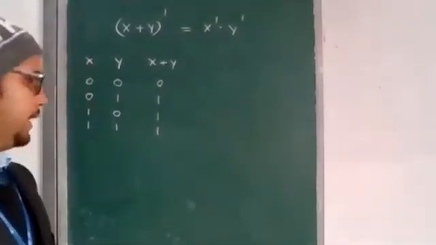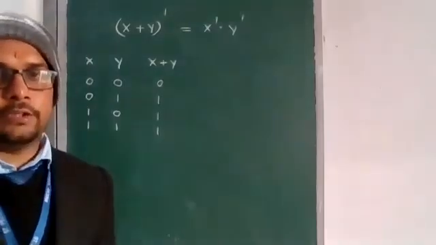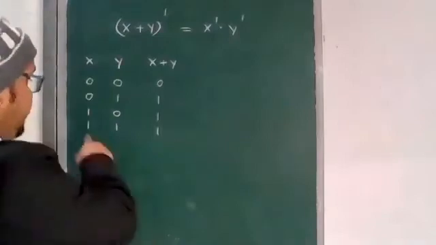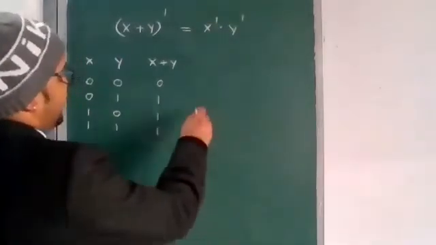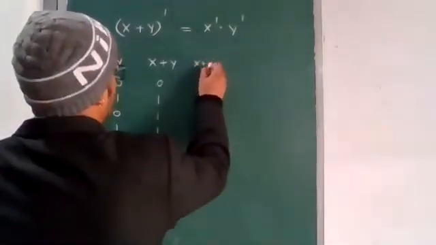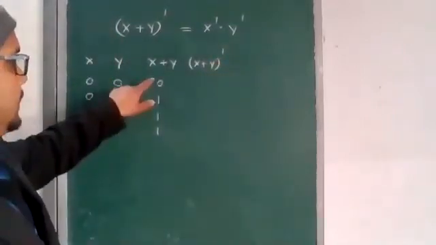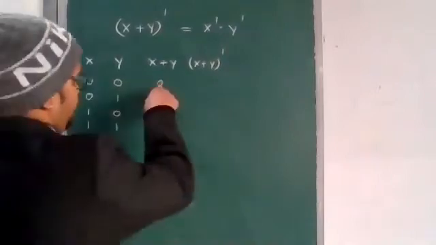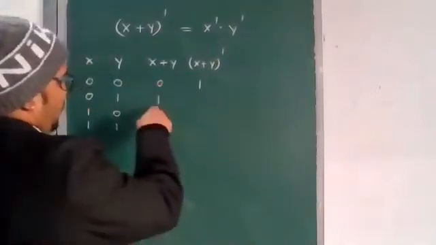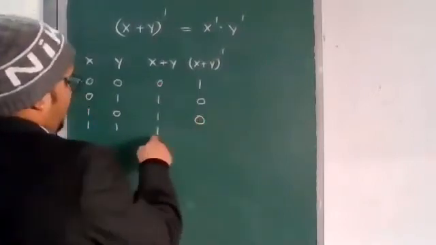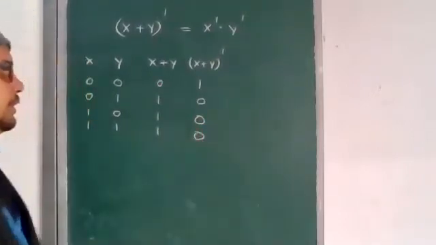It is not 2, because in binary we have only two values, either 0 or 1. Then 1 plus 1 is 1. After that, find its complement. (X plus Y) complement: 0 converts to 1, 1 converts to 0, 1 again converts to 0, 1 converts to 0.